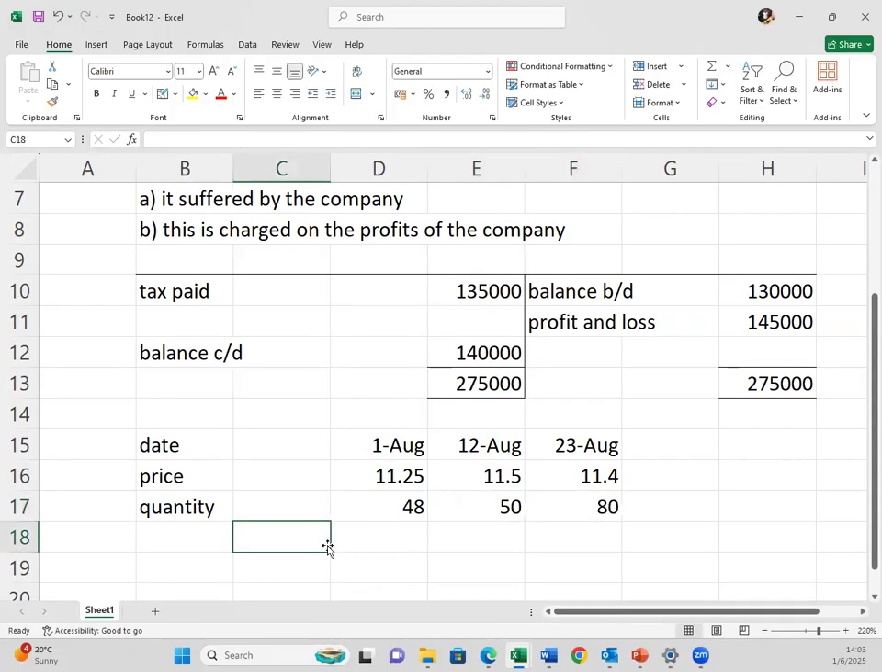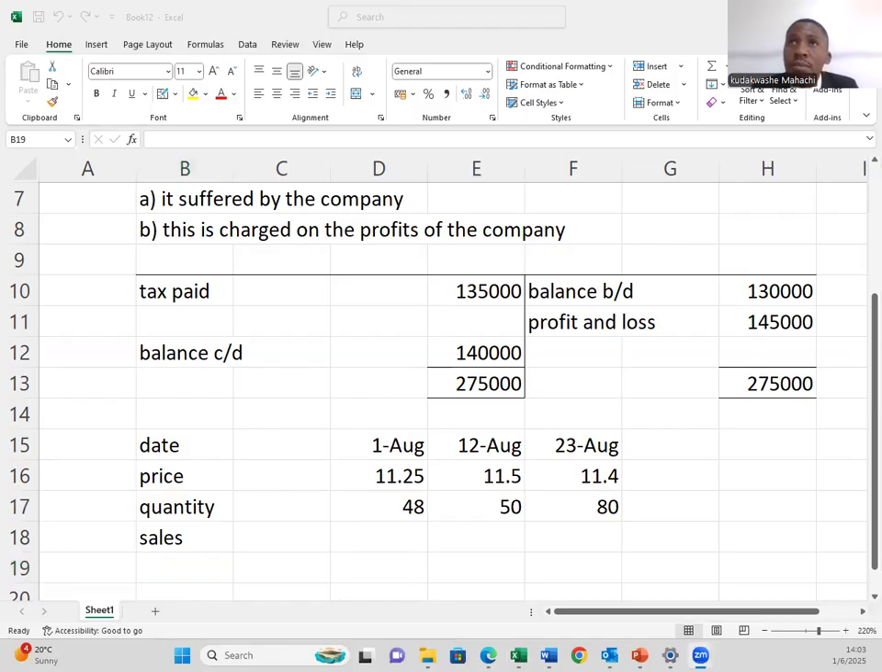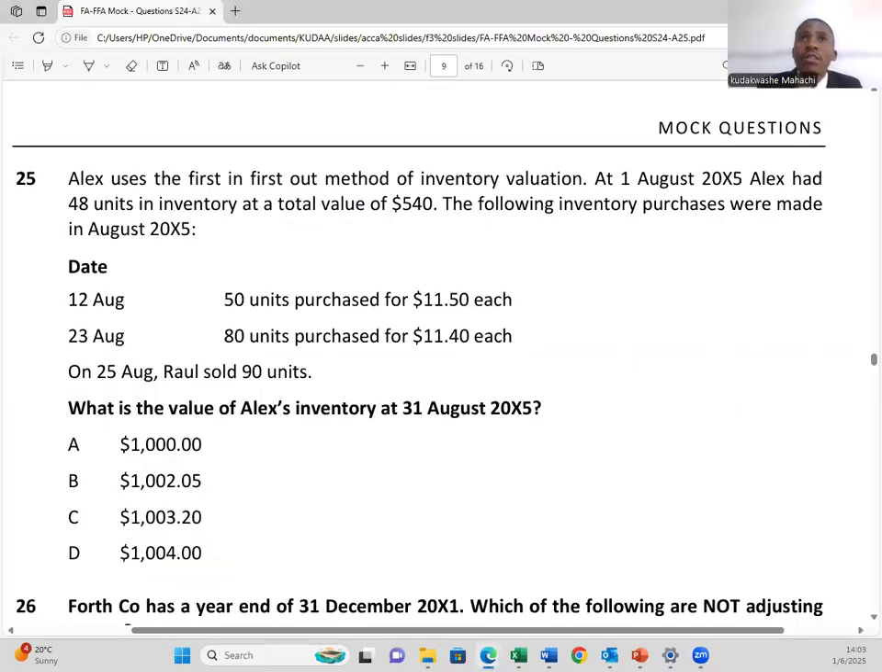Then the next thing, we are now putting the dates of the sales. So we've arranged the purchases. This is the first purchase we made, followed by this one, followed by that one. So now the sales, what is the date for the sales? Sorry, let me go back. So for the sales, yes, 25 August, and we sold 90 units.